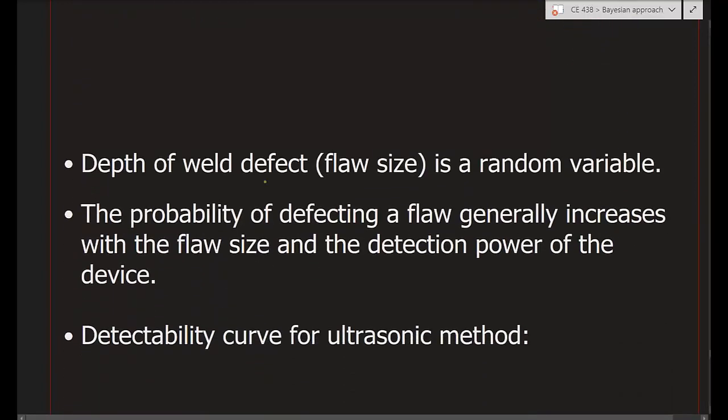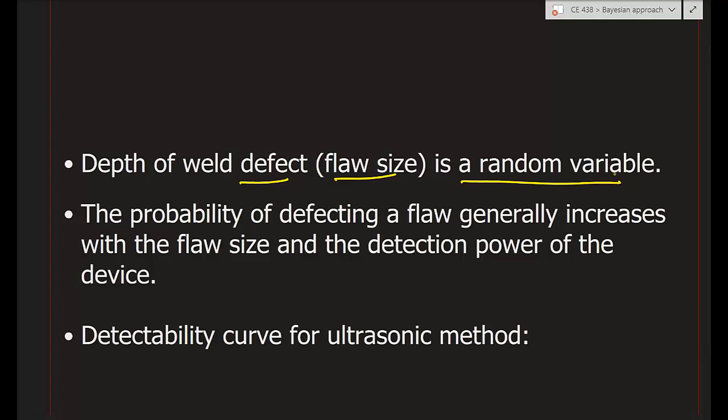So the depth of a building defect, that is the flaw size, is a random variable. If you have a large number of building connections in a structure, you will find each defect, that is the crack length, is different. So we can assume that the crack length x is a random variable.